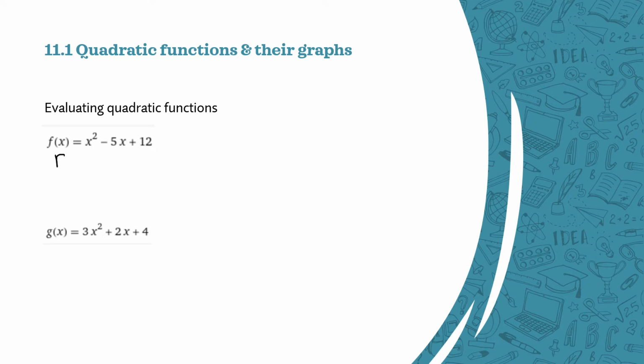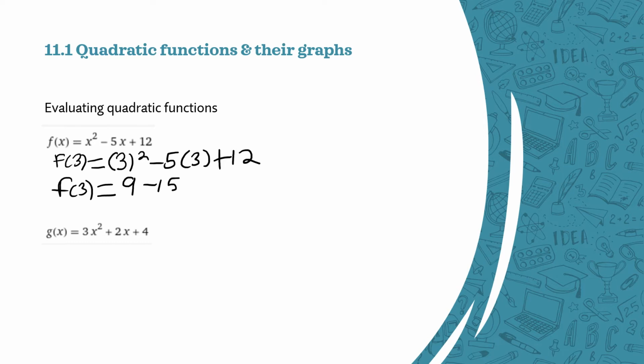So f of 3 equals, I plug in 3 for every x. You always want to put parentheses around what you're plugging in for the x. So parentheses 3 squared minus 5 times 3 plus 12. What is 3 squared? That's 9. Negative 5 times 3 is negative 15, plus 12. 9 minus 15 is negative 6, plus 12 is 6. So f of 3 equals 6.